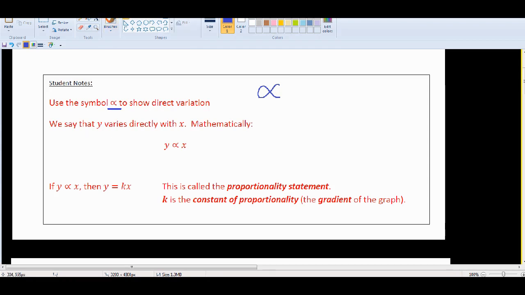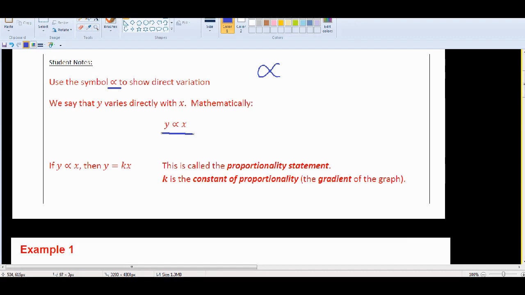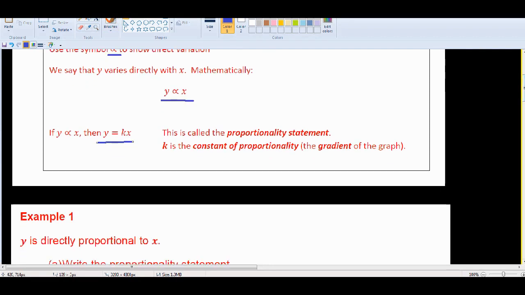When we say y varies directly with x, or y and x are in direct proportion, then we write the symbol like this. If you write y, the symbol, and x, that means y is in direct proportion with x. And since y and x are in direct proportion, that's another way to look at it, because we know y over x is a constant. Then we could say y equals k times x, right?